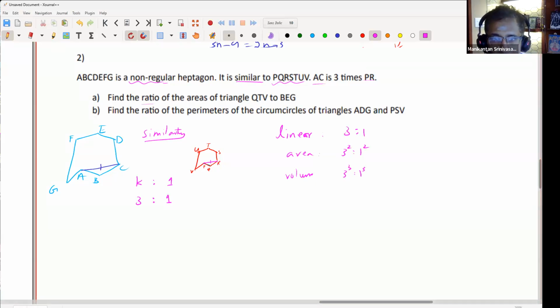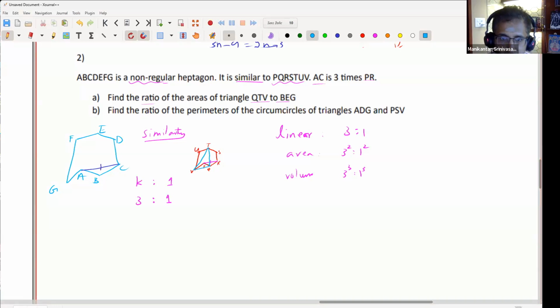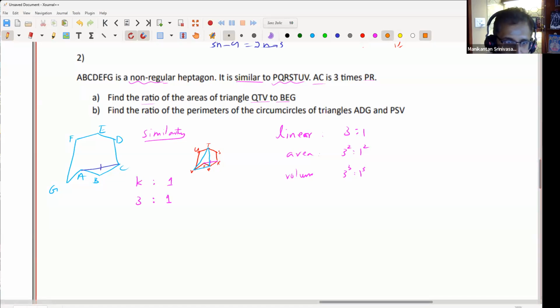Find the ratio of the areas of triangle QTV to triangle BEG. QTV to BEG. So QTV will be a triangle like this. QTV is this triangle. I should have used a different color because it's corresponding to blue, but that's fine. QTV and BEG is the corresponding triangle here.